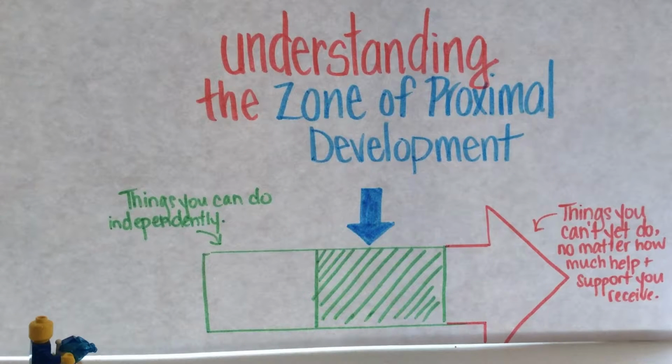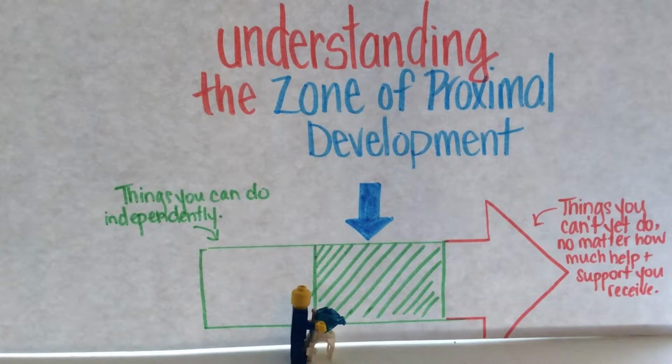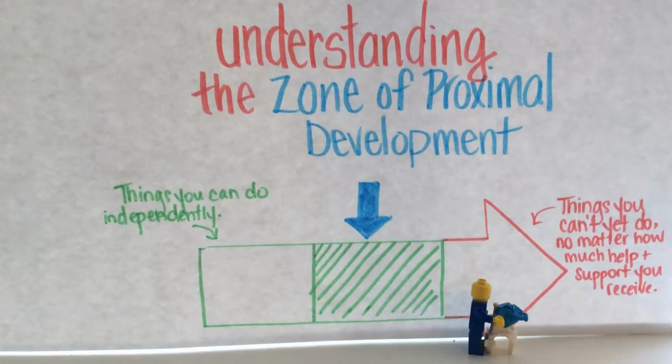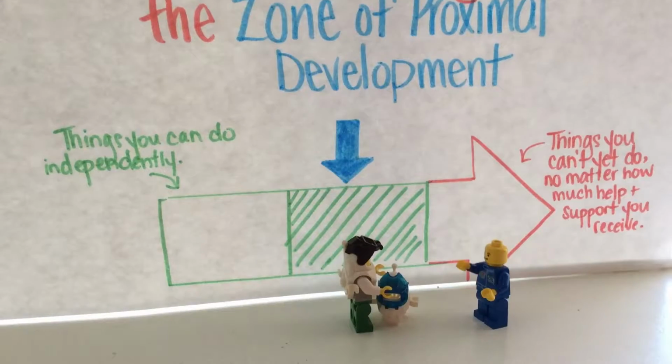The zone of proximal development was designed to help us understand that we can't learn a task unless it's just outside of the reach of where we currently are. If a task is far too difficult, even with scaffolding and support, we become frustrated and disengaged.